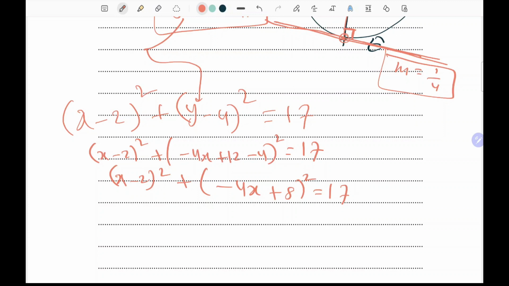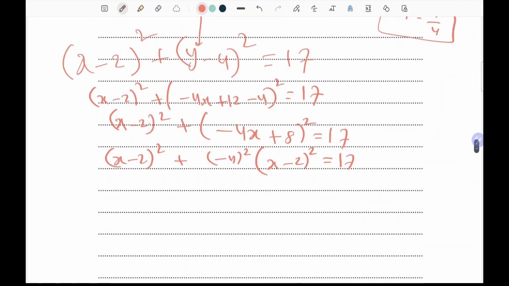What we can do now, this is x minus 2 whole square. I think minus 4 we can take common, and then minus 4 square is minus 4 whole square, and this is x minus 2 whole square, that is 17. So minus 4 square is, guys, 16. So this is x minus 2 whole square and this is 16 x minus 2 whole square, that is 17. This is 1 x minus 2 whole square, this is 16.